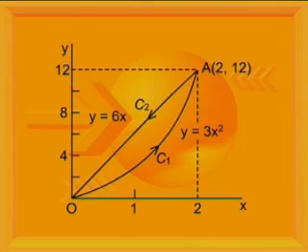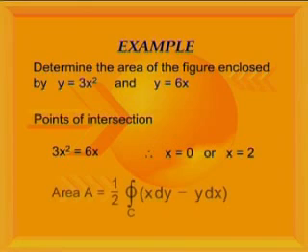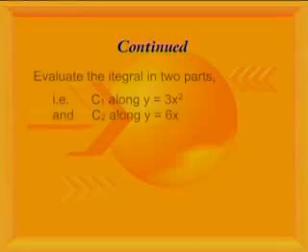So the area of this closed region, you can see from the diagram, will now be half of the line integral of x dy minus y dx around the closed curve C. So we will now integrate this line integral to find the area of this closed region.